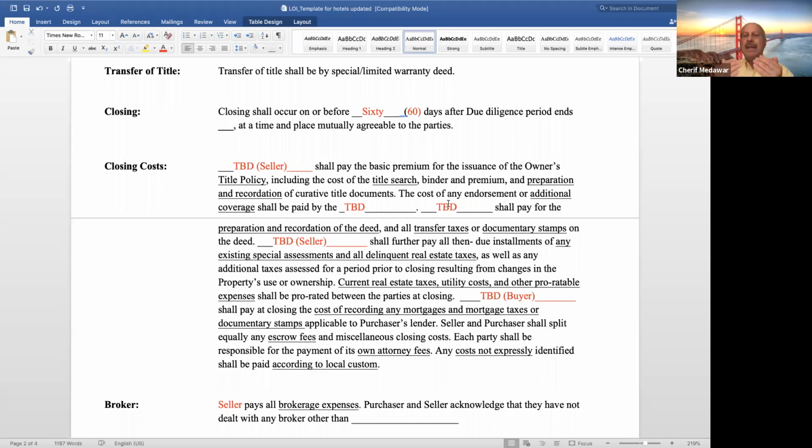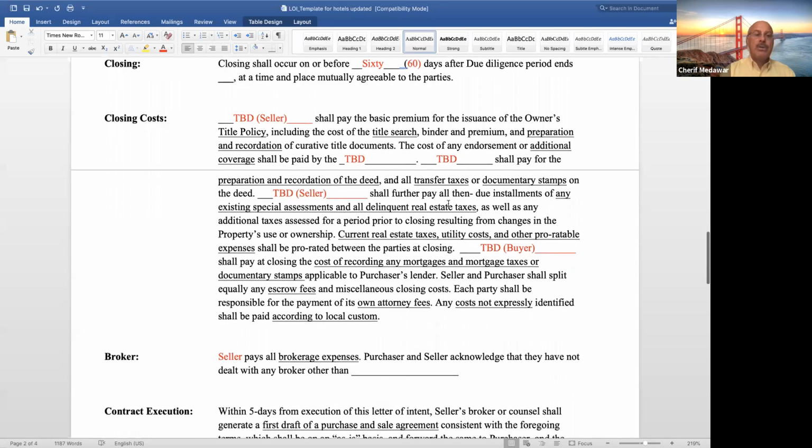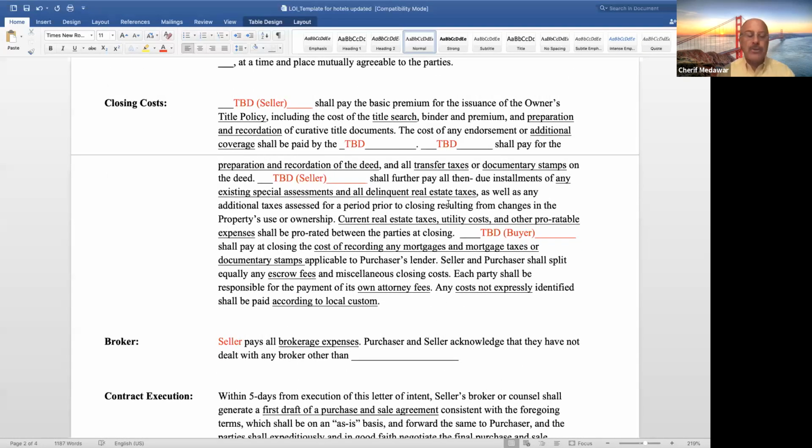Usually at the end, if there is a couple extra days here and there, you can always work it out. Maybe you can put some more money and you work it out. But 60 days is sufficient. The period ends at a time and place mutually agreeable to the parties. Closing costs. Now, this is an important one. It's all negotiable, but I'm going to give you some guidelines of what we usually do.